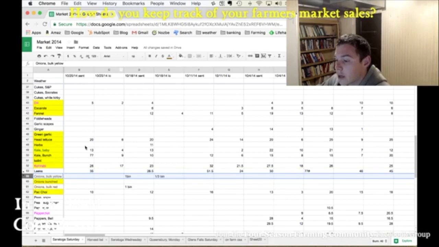It comes with what's sent to a market and then what was left over. And then we could easily know exactly what sold. So for this market right here, head lettuce, we sent 20, took home 6. That means we sold 14. So that's really simple. And why is that important?